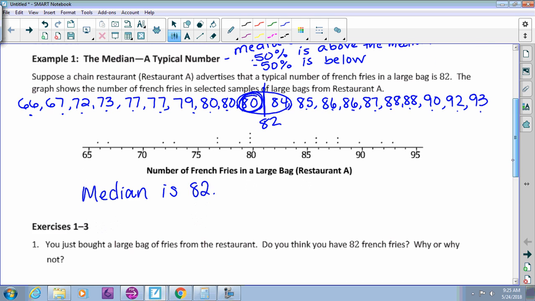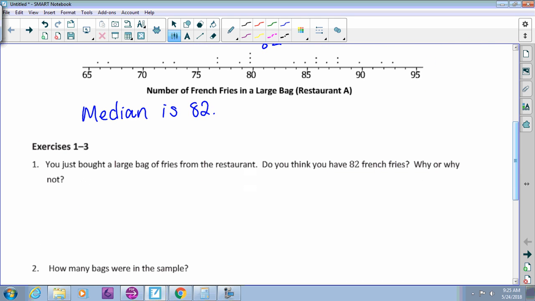All right, moving on. This question I don't really love. It says you just bought a large bag of fries. Obviously, they're all in the van right now. Do you think you have 82 French fries? Why or why not? I mean, you could kind of go either way on this. 82 would be a normal amount, right? Yeah. But nobody actually got that number. So, this is how I'm going to answer it.